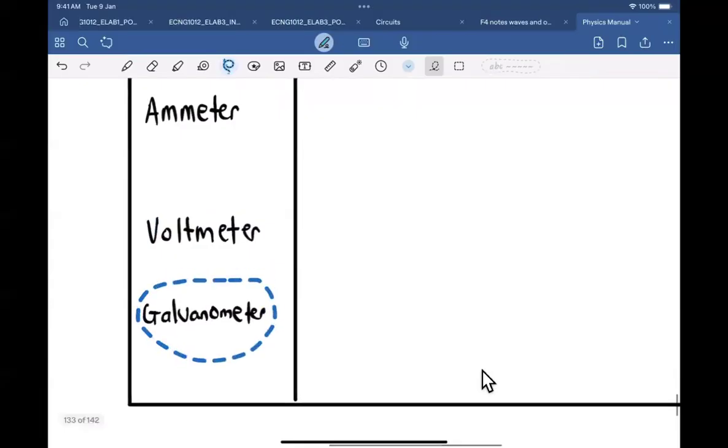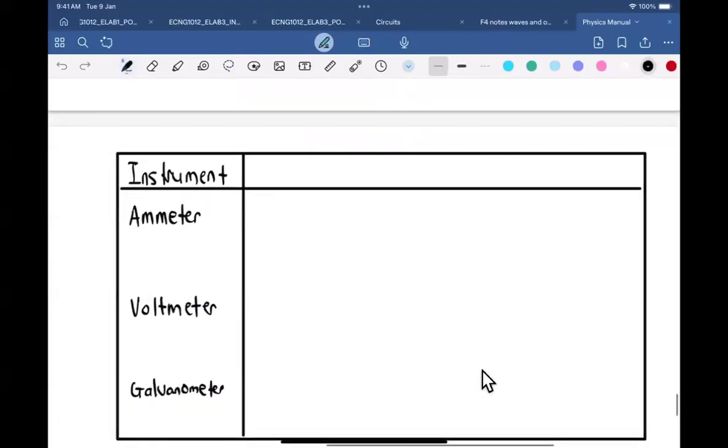Justin, what does the ammeter measure again? Amps. But what is amps? Current. So we have to talk about what it actually measures, not the units. So the ammeter measures current. What does the voltmeter measure? Voltage. And the galvanometer shows you the direction of current, right? Direction of current. That's what it shows.